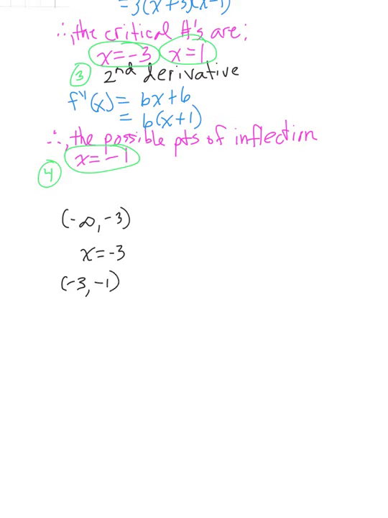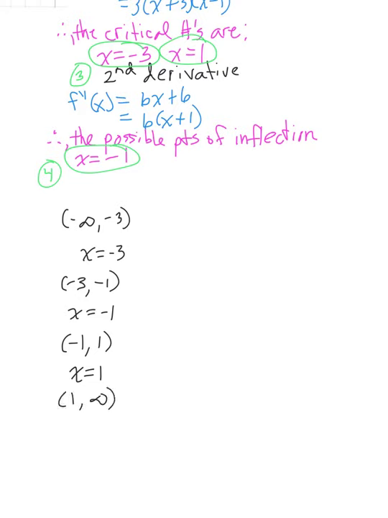And then we have to stop at negative 1 and evaluate at x equals negative 1. Then we're going to go from negative 1 to the next number, which is 1. And again, we stop here at 1, and we're going to have to evaluate at x equals 1. And then finally, we go from 1 to infinity.